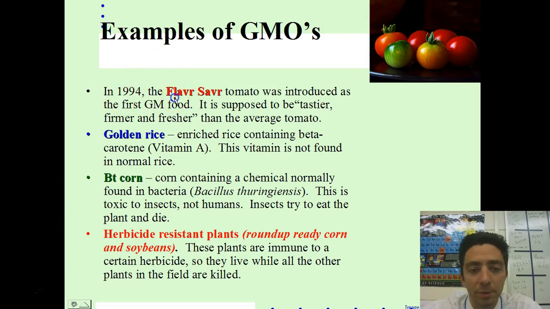Some of the bigger examples of GMOs that you should be aware of are on this slide here. The first one's the Flavor Saver tomato, and what they introduced into this was a gene that delayed the ripening process of it, so it stayed nice, bright, and red longer. It also was claimed to be tastier and fresher than your average tomato. And so this one was a big seller because tomatoes don't last long on the shelves. And so grocery stores really liked it. They could hold them longer, they could transport them further, and they looked nicer, and so they sold more of them.